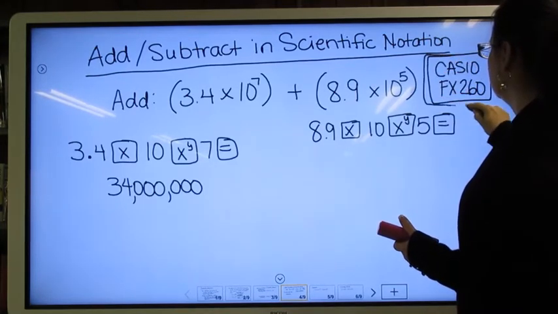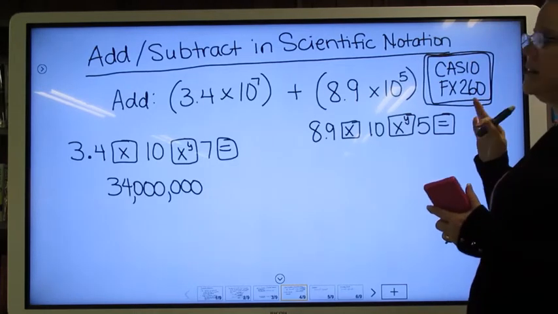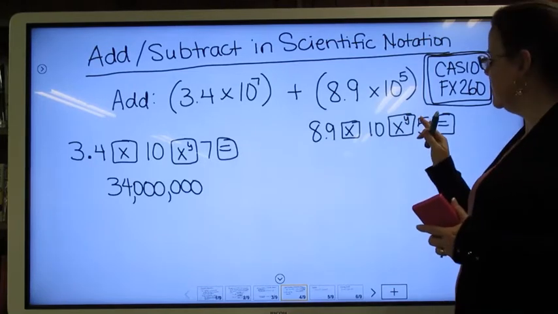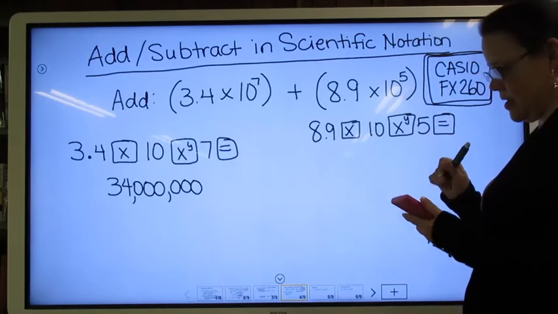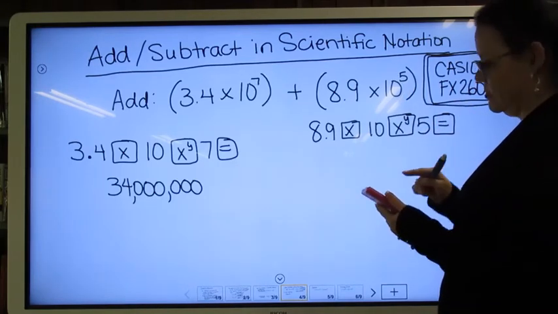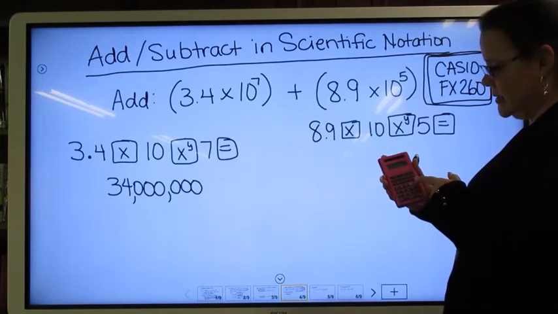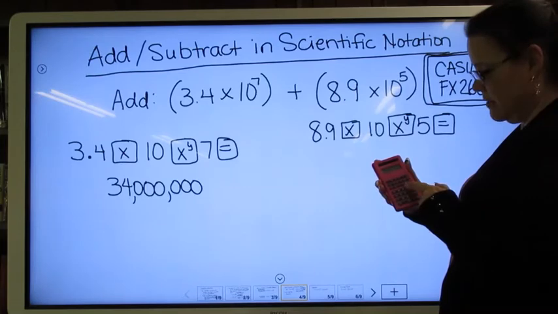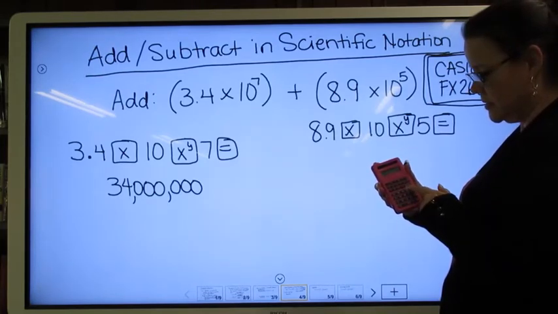If you use a different one for the test where you're at, then find the button that has the x to the y button. I believe most of them have it, so look for it. But our Casio FX260 has it. It is the third row, and it is the second key in from the right. It's right above the clear and C and AC buttons that are gray on the calculator.